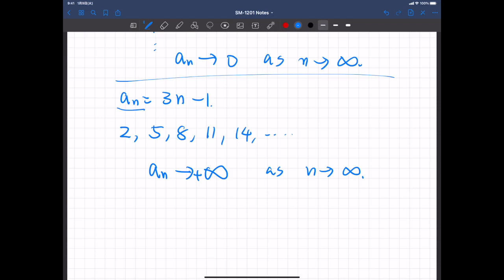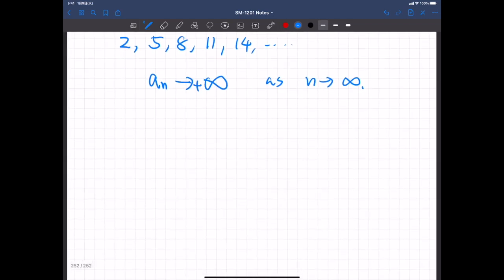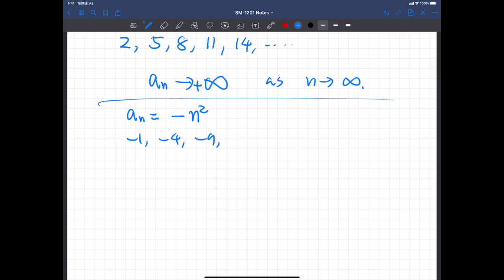Okay. And yet another example. Let's say an is defined to be negative n squared, then we have negative 1, negative 4, negative 9, and so on. So it diverges to large negative values. In this case, we say the sequence diverges to negative infinity. So we write the limit as n goes to infinity of an is negative infinity. Obviously, in this case, we cannot omit this negative sign.